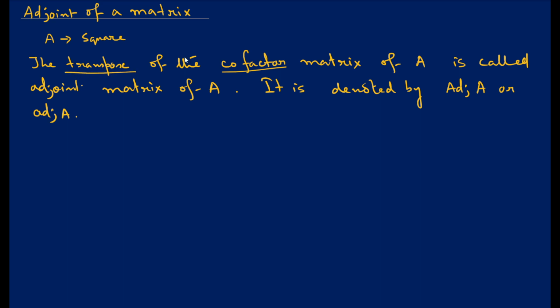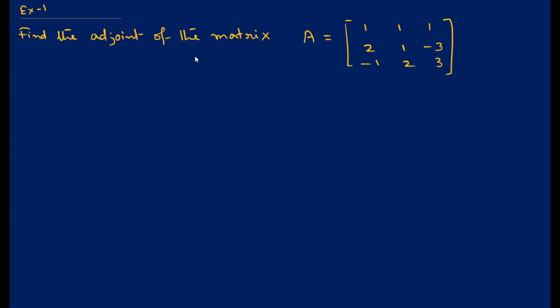Two important words here are cofactor and transpose. You know how to find the transpose of a matrix by interchanging rows and columns. And you already learned how to find the cofactor in our previous lecture. That's why I asked you to watch that video on minor and cofactor first, so that it will be very easy for you. Now let us take an example of how to find the adjoint matrix.